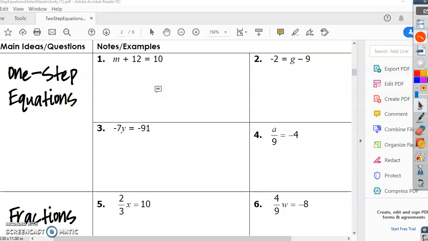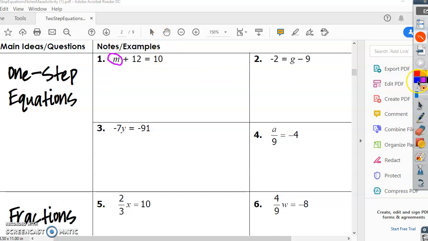If we have multiplication, we do division, and vice versa. One of the most important things about equations is to remember that the whole goal, the objective of an equation, is to solve for that variable. And in order for you to solve for that variable, you must isolate or leave the variable alone, all by itself. So for number 1, we have that variable m, and we're going to leave m by itself. We need to know what number plus 12 will give me the answer 10.